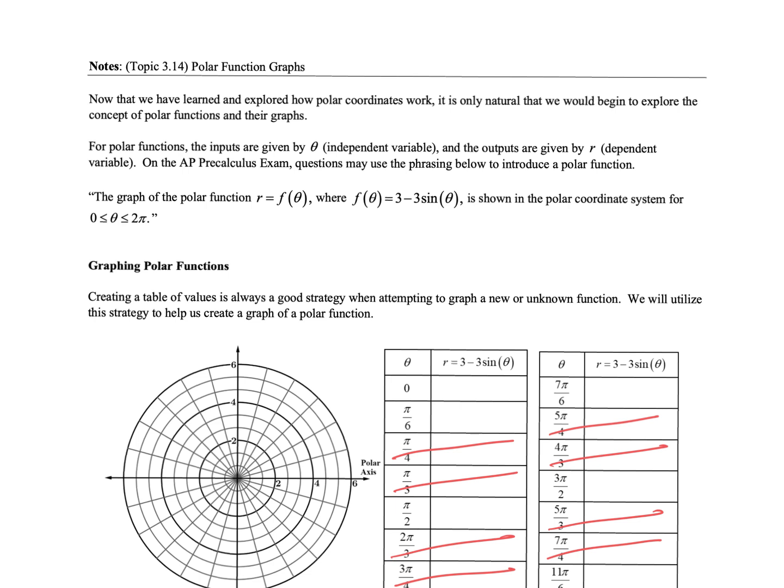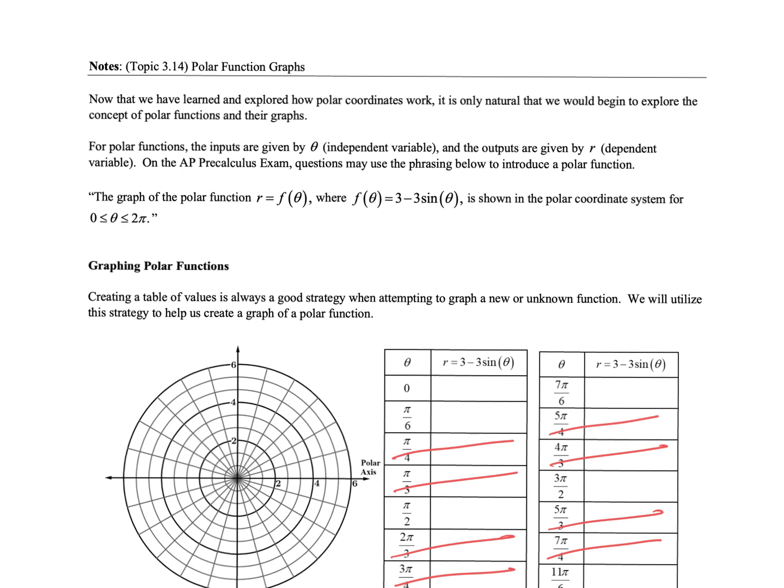For polar functions, the inputs are given by theta, the independent variable, and the outputs are given by r, the dependent variable. On the AP Pre-Calculus exam, questions may use the phrasing below to introduce a polar function. The graph of the polar function r equals f of theta, where f of theta equals 3 minus 3 sine theta, is shown in the polar coordinate system for 0 less than or equal to theta, and theta less than or equal to 5.